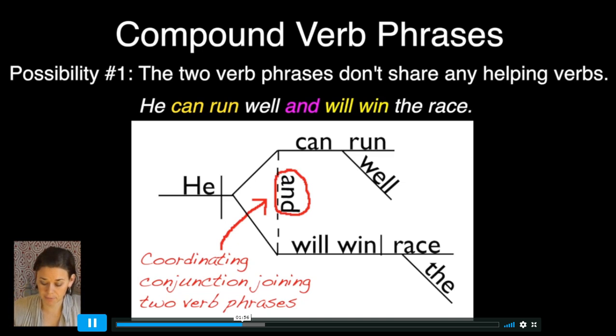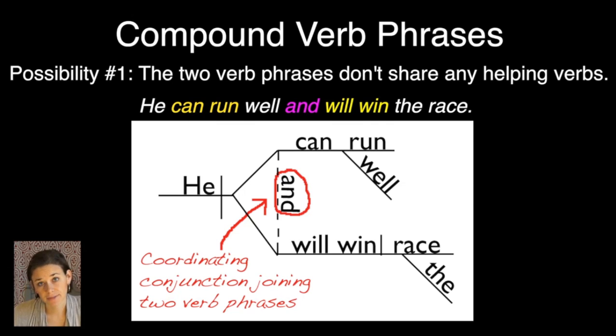So here is an example. He can run well and will win the race. He is our subject, can run is a verb phrase, and will win is a verb phrase. They're connected with the coordinating conjunction and we diagram that on a vertical dotted line between the 2 phrases that it's connecting.